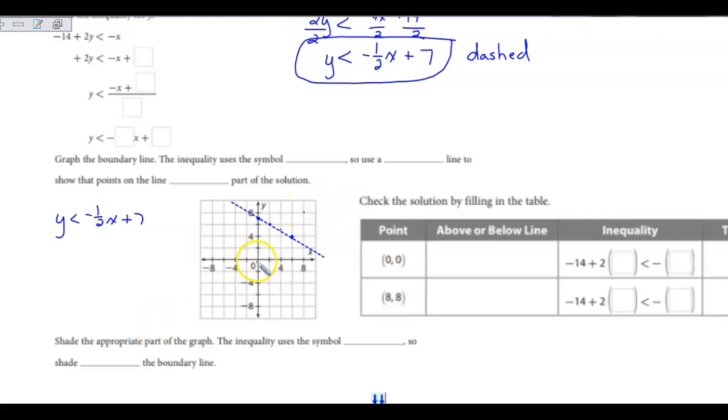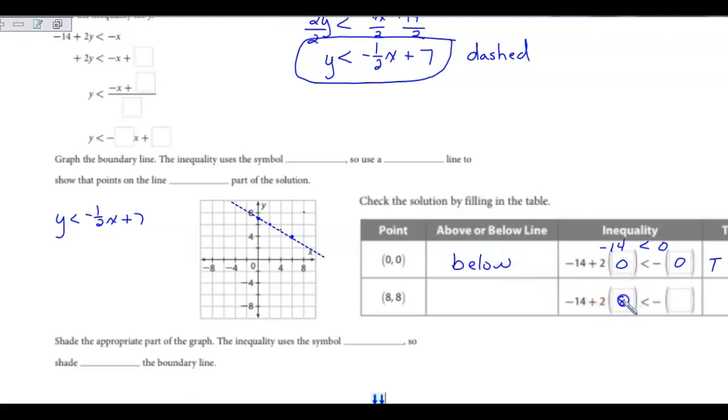So we're going to start with the origin, and we're replacing x and y with 0. So I have negative 14 plus 0, which is negative 14. And is negative 14 less than 0? It sure is. This is true. And this is below.